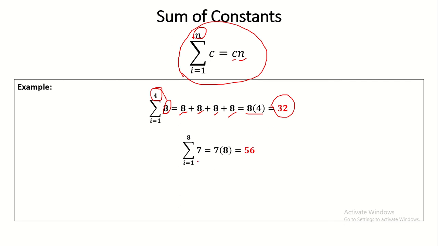Next, if you have the summation of 7 from i equals 1 up to 8, applying the formula, just multiply the constant with the number on top of the sigma. So we have 7 times 8, that's equal to 56. And for our last example, we have the summation of 9 from i equals 1 up to 5. So applying the formula again, just multiply the constant to the top number. So you have 9 times 5 is equal to 45.